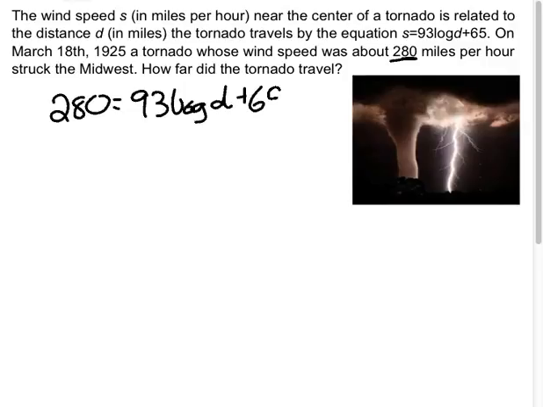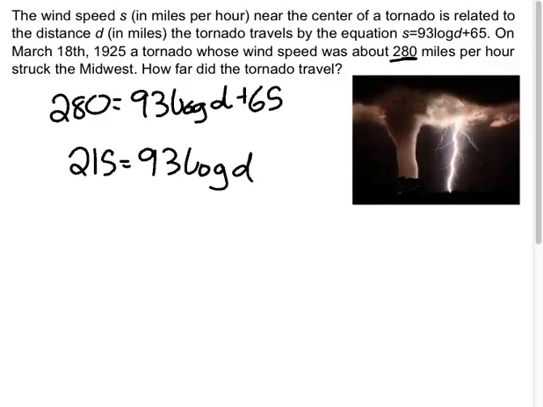So this is a wind speed. So I'm going to plug that in for s. Oh, plus, sorry, make that look a little bit nicer for you. All right, so let's take that 280, subtract off the 65. So 215 equals 93 log d.